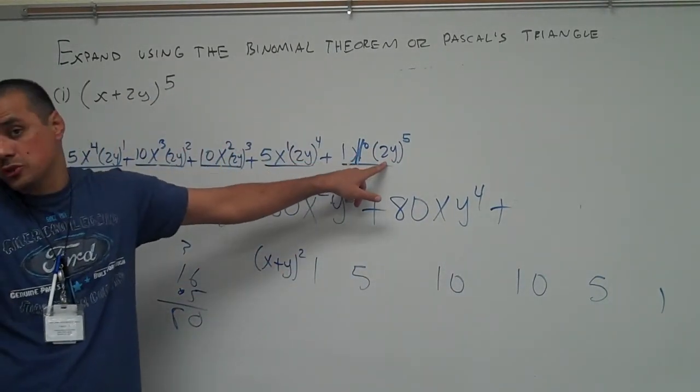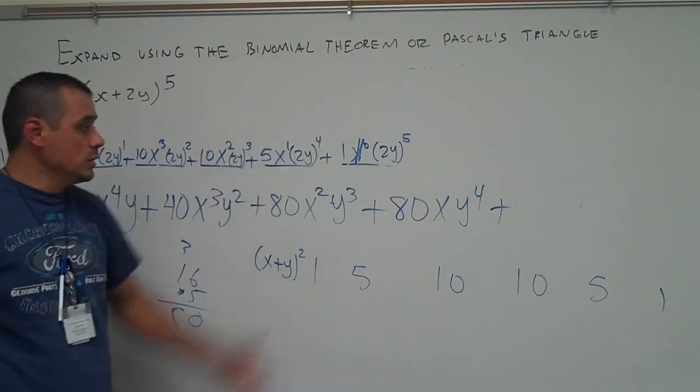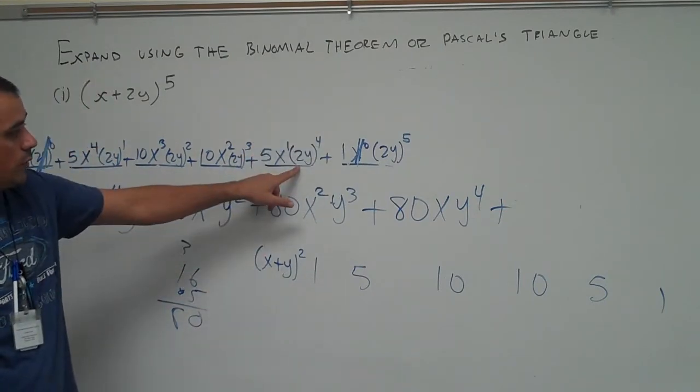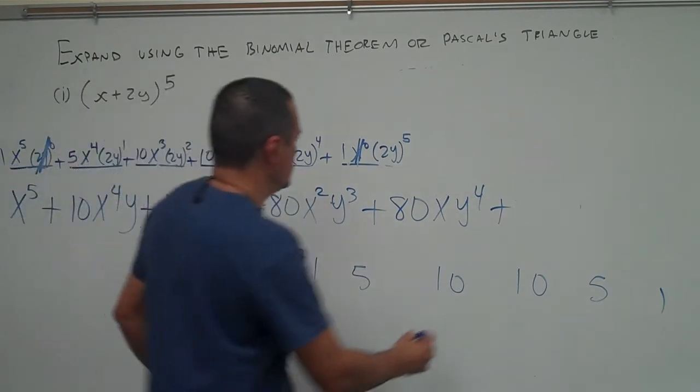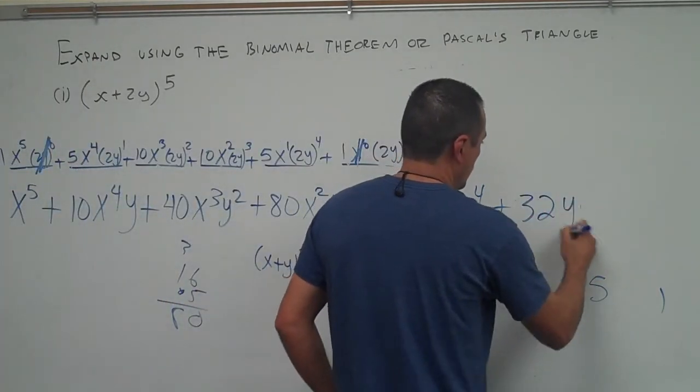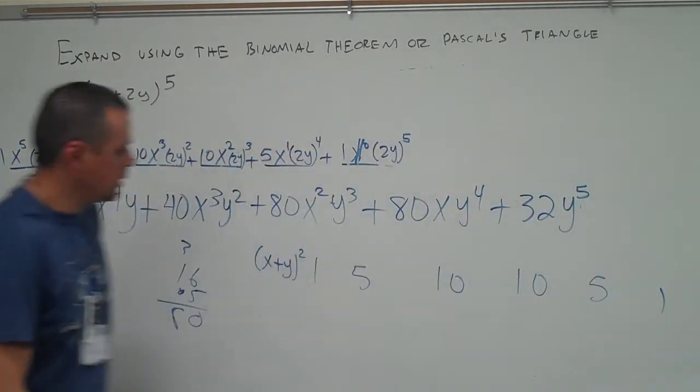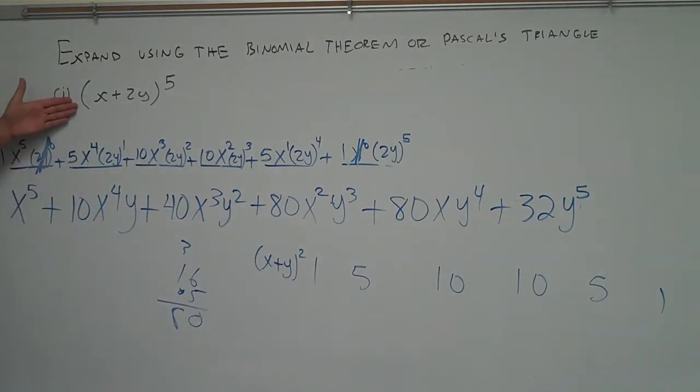this is a 1, so this is 2y to the fifth power, so 2 to the fifth power, well, 2 to the fourth was 16, so 2 to the 5, just one more 2, is going to be 32, so it's going to be 32y to the fifth. And that right there is, this is already expanded.